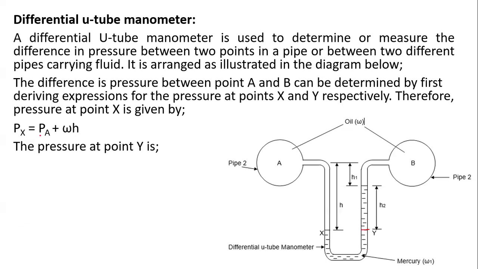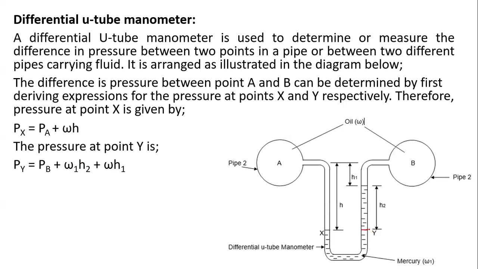So this is what we have: pressure at A plus specific weight times height. We have to do the same for point Y, where we'll say the pressure at Y is specific weight 1 times H2 plus specific weight times height 1. So this is H1: specific weight times H1, then specific weight 1, which is this mercury here, times H2, which is this height. So this gives us the pressure at Y.